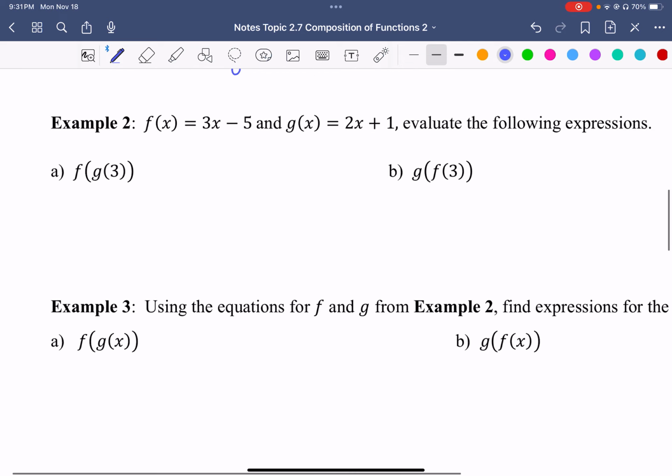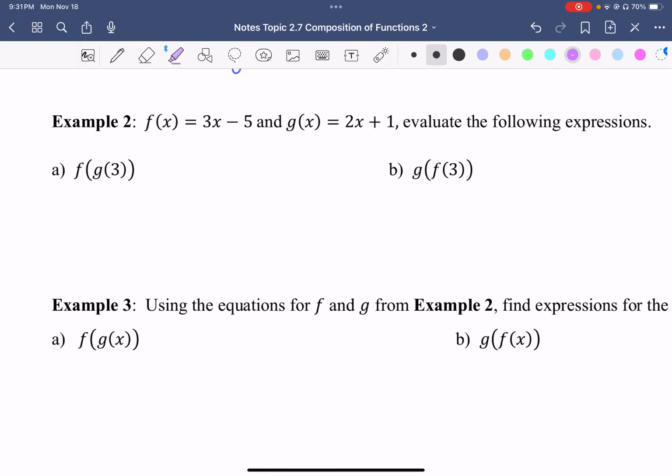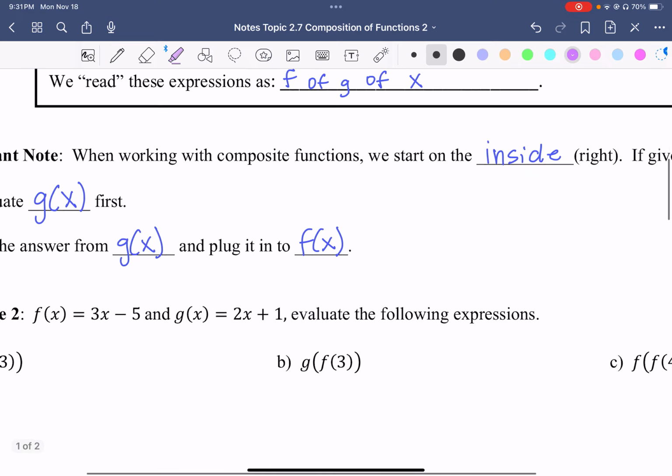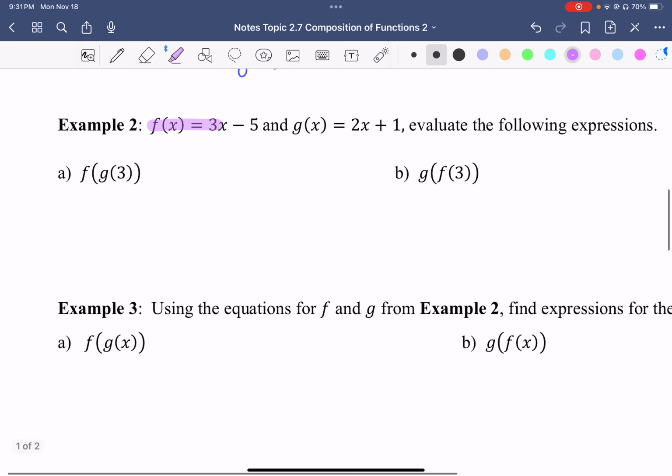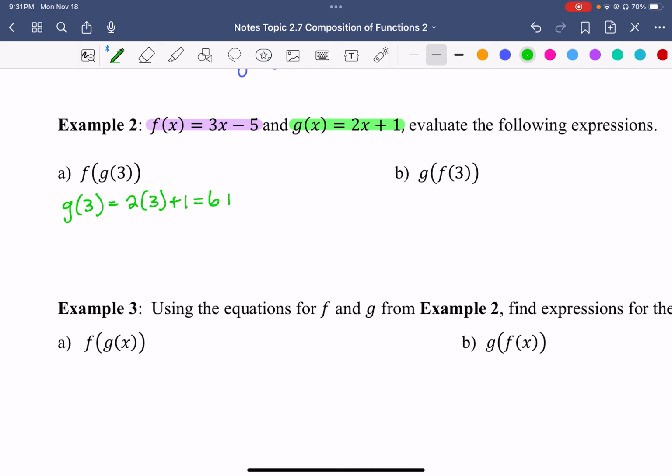Evaluate the following expressions. Okay, so I'm going to make f of x purple, and I'm going to make g of x green. Okay, so they first want me to find g of 3 because that is the function on the inside. So to find g of 3, I'm going to do 2 times 3 plus 1, or 2 times 3 is 6, and 6 plus 1 is 7.